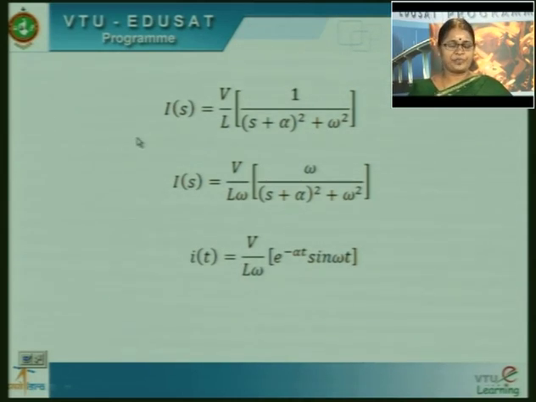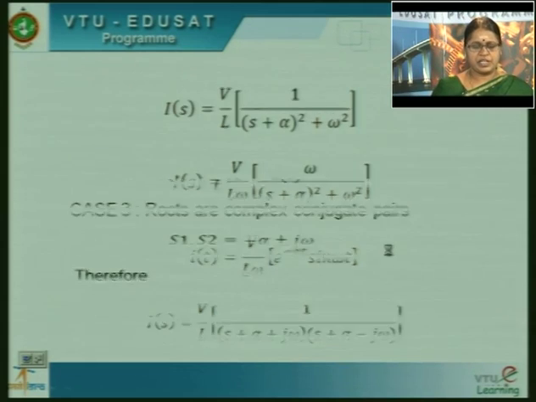To take the Laplace inverse, I know the Laplace inverse of a by S plus a whole square plus omega square is e power minus at sin omega t. So, to bring it to the standard form, let me multiply the numerator and denominator by omega. I of s is equal to V by L into omega divided by S plus alpha whole square plus omega square. Now, I can easily find the Laplace inverse of this term: e power minus alpha t sin omega t into u of t. So, the solution for current I of t is V by L into omega into e power minus alpha t sin omega t.